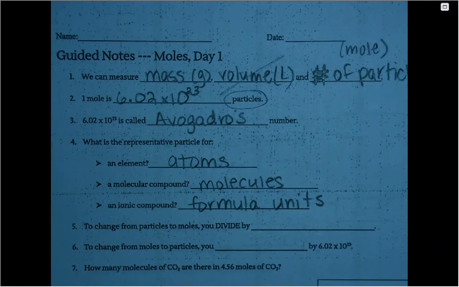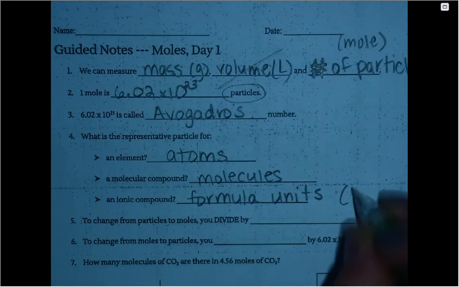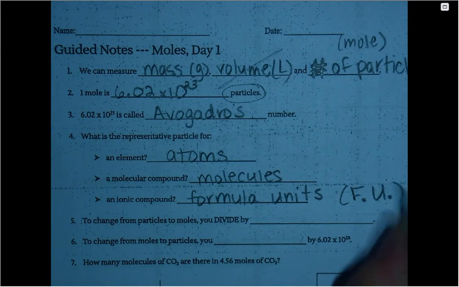I don't know about you guys, but I don't want to write out formula units because this is already bad enough that we have to write those after certain numbers, right? So you may shorten formula units up to FU in your dimensional analysis.